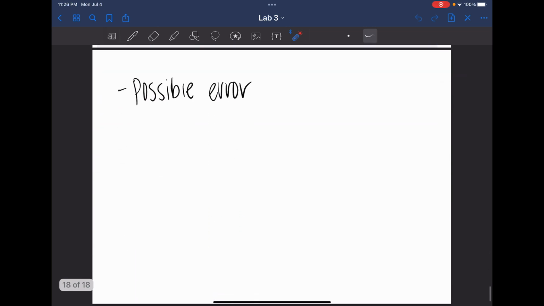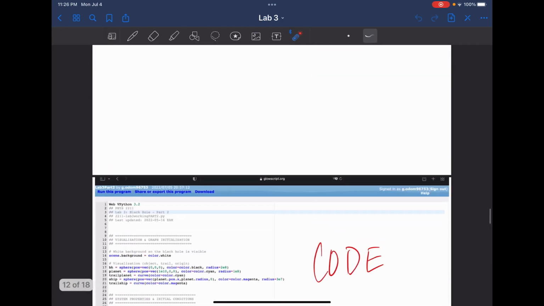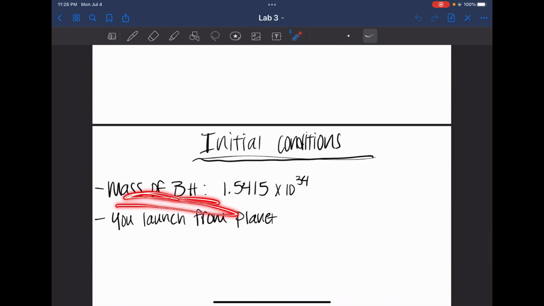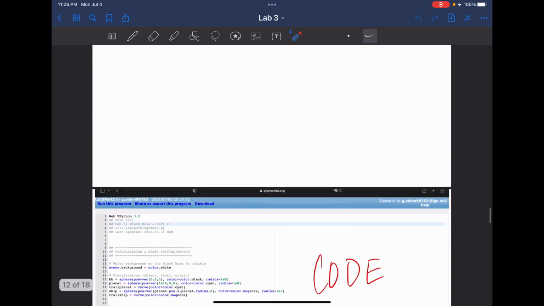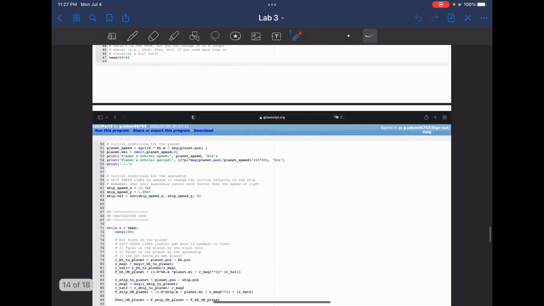Some possible sources of error: we calculated an average for the black hole. The mass of the black hole was an average calculation, so it could technically be wrong. And then if we use it in part 2 of the code right here, that could mean that all of this other stuff afterwards is also wrong.